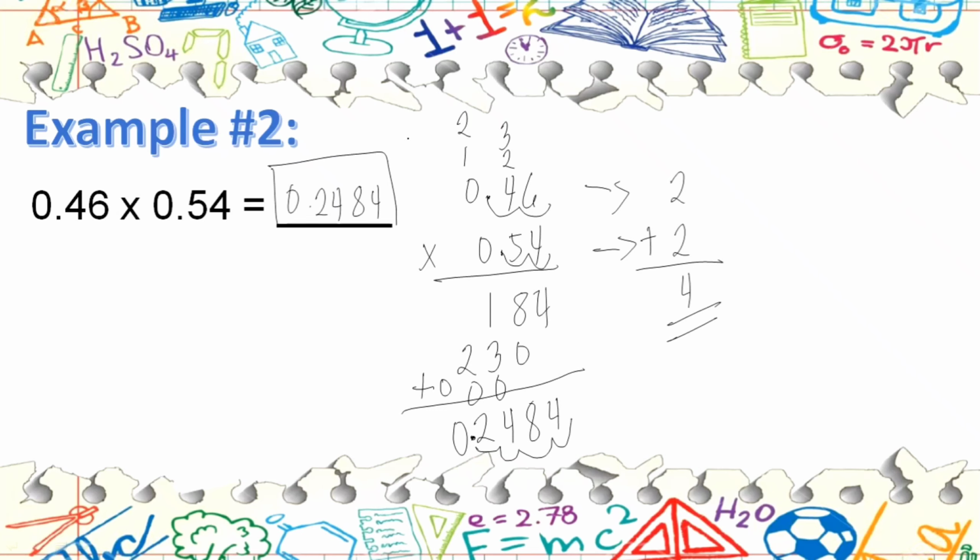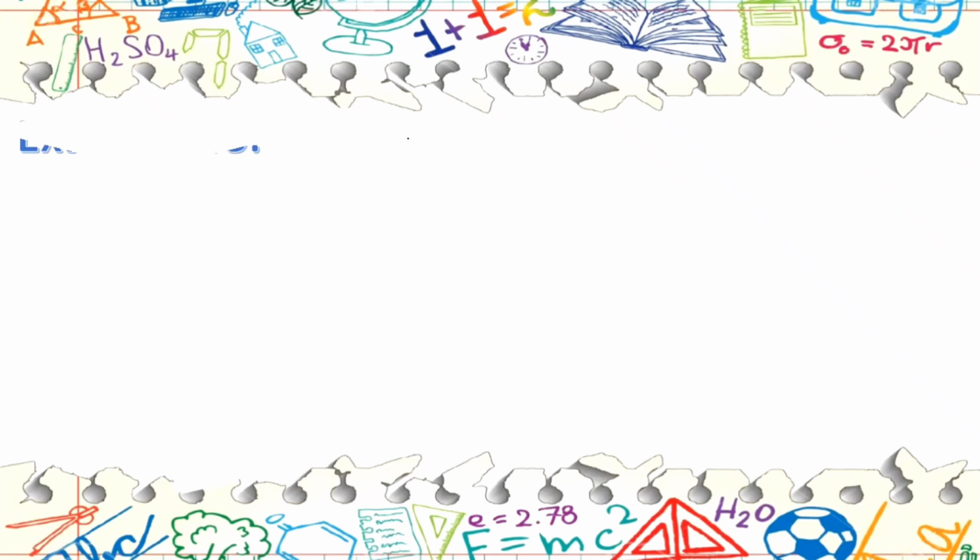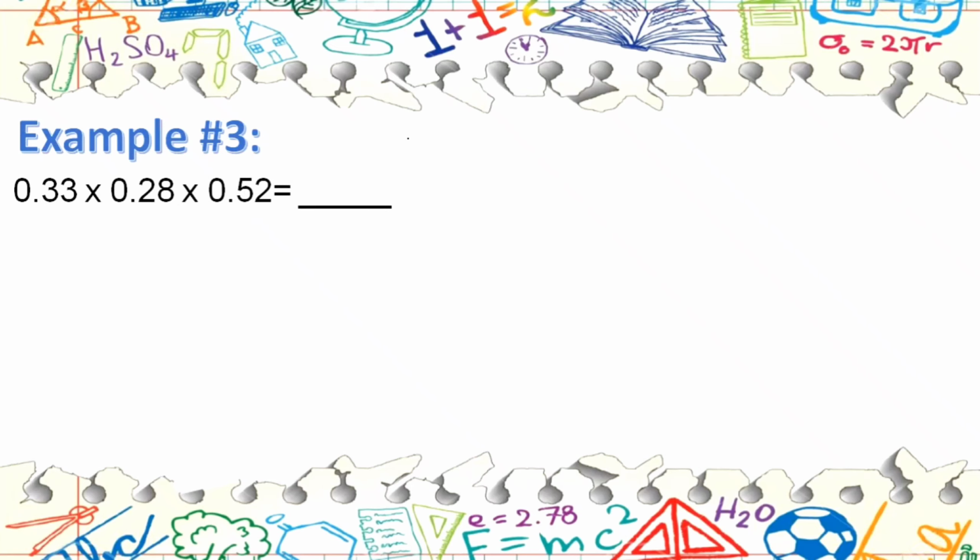Then, box your final answer. Ganun lang siya kadali. Next, example number 3. We have 0.33 times 0.28 times 0.52. So, meron na tayong tatlong given. Meron na tayong tatlong factors na gagamitin para makakuha ng product. So, paano natin siya i-multiply? Hindi natin siya basta-basta i-align in vertical position.